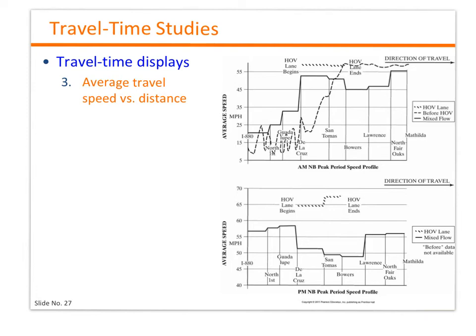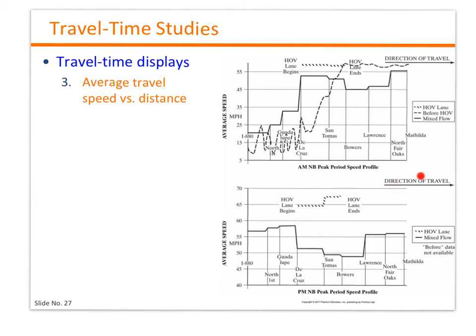A third way of showing the travel time is the average travel speed versus distance. Here again you could see that the x-axis is AM northbound peak period speed versus the y-axis the average speed, and also in the second portion here, this is the PM northbound peak period speed profile versus the average speed. And now we're showing two examples.